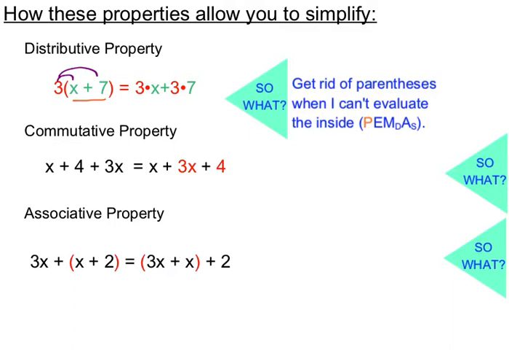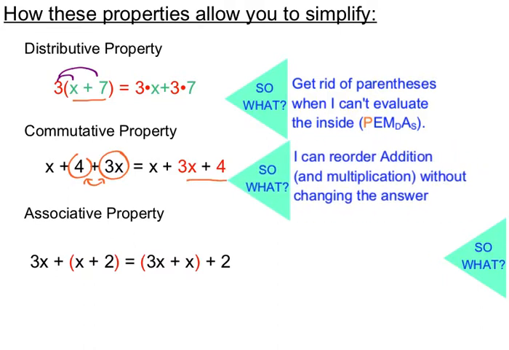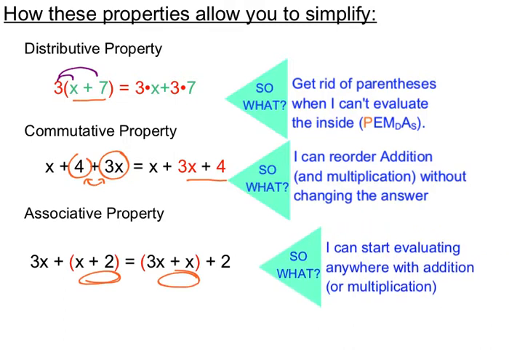Okay, the commutative property. Notice here that the 3x and the 4 switched places over here. So what? Well, the commutative property makes it so that you can reorder addition without changing the answer. And then the associative property, notice that I took the parentheses from putting the last two terms together to putting the first two terms together. So what? Well, it's nice. I can start evaluating anywhere with addition. And actually, the associative property will let you get rid of parentheses that don't make a difference.